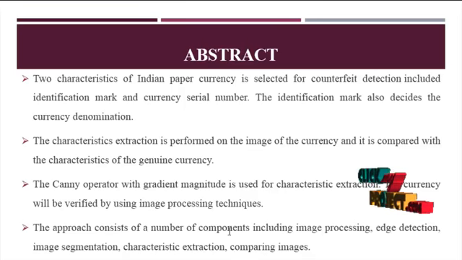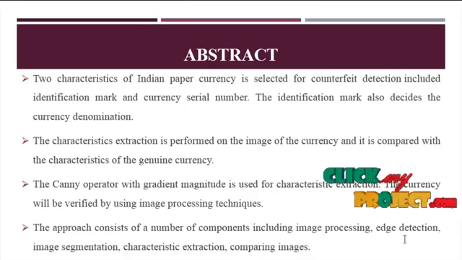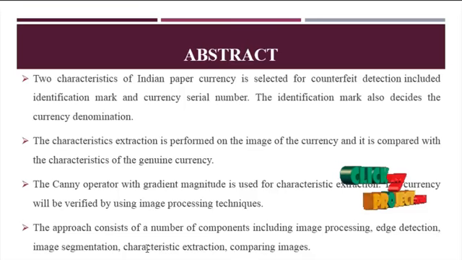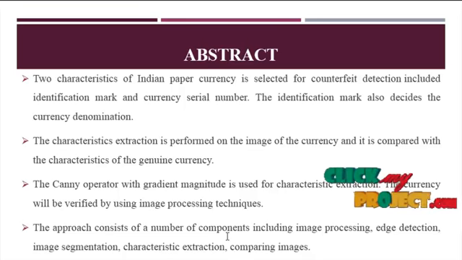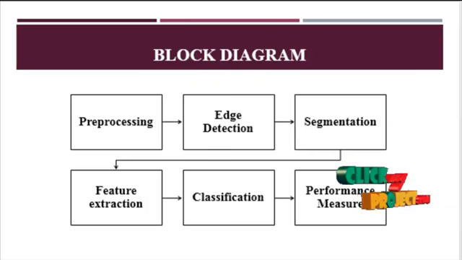The approach consists of a number of components including image processing, edge detection, image segmentation, characteristics extraction and comparing the images. Now we are going to discuss the block diagram of our project. The first block is the pre-processing stage. The input image is pre-processed, then the edge is found. For detecting the edge, the Canny edge operator is used.